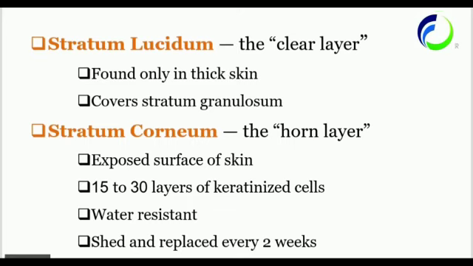Next layer, stratum lucidum. It is also called a clear layer. This layer is the difference between thick skin and thin skin. It is present only in thick skin, and it covers stratum granulosum also. Next layer, stratum corneum, also called the horn layer. This layer is the exposed surface or superficial layer of the skin, and it is water resistant, and these cells are shed and replaced every 2 weeks.